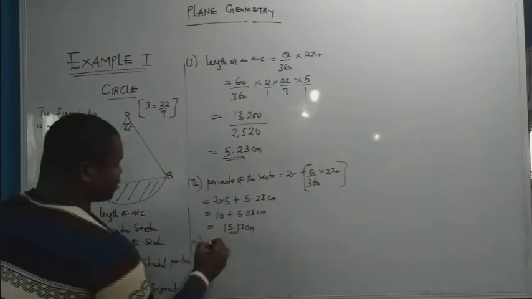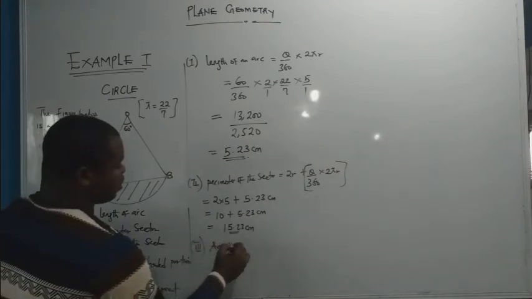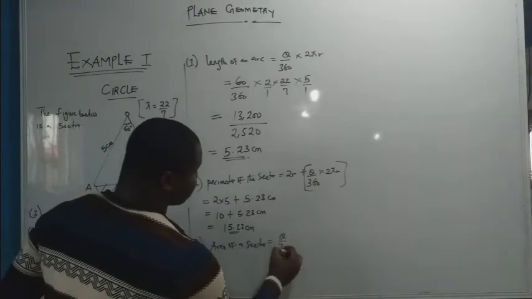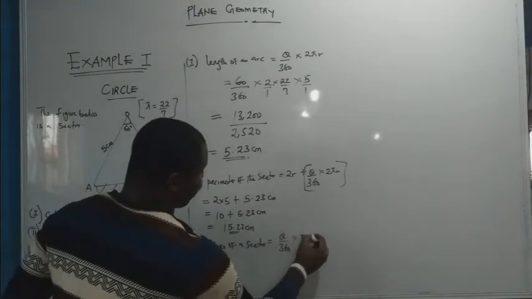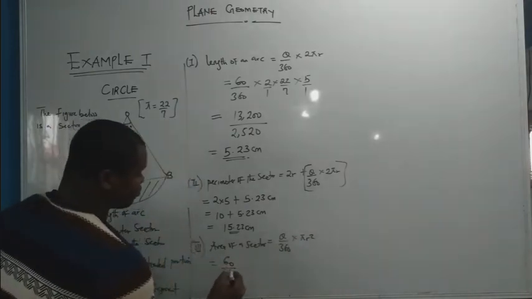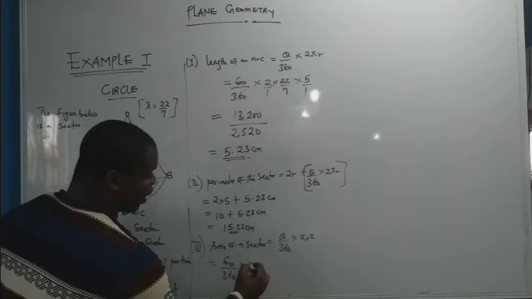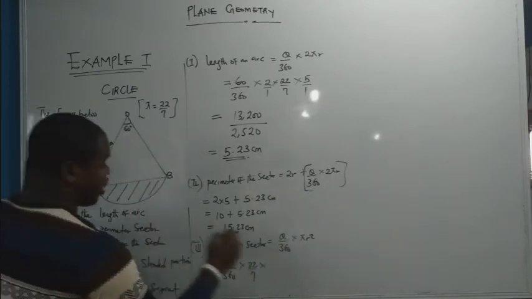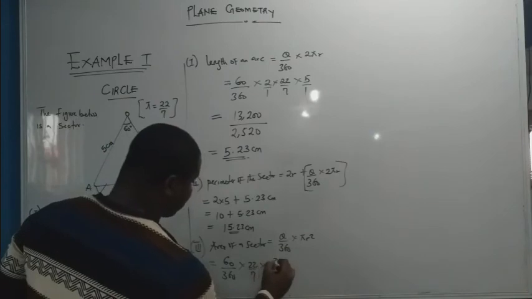The formula for the area of a sector is equal to theta over 360 times pi r squared. So what's the theta? That's 60. Then we have 360 times, what's your pi? 22 over 7. And what is your radius? The radius is 5 centimeters. That's 5 squared.